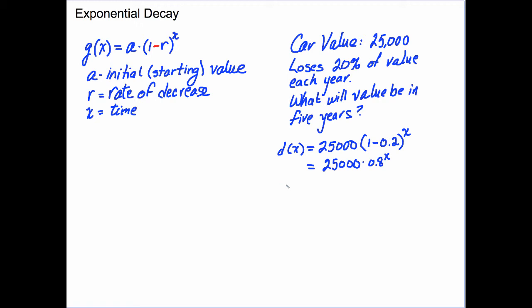If we want to know what the value will be in 5 years, we can find d of 5. That's going to be 25,000 times 0.8 to the 5th power, and that will give you $8,192. And those are just two examples of exponential growth and exponential decay.